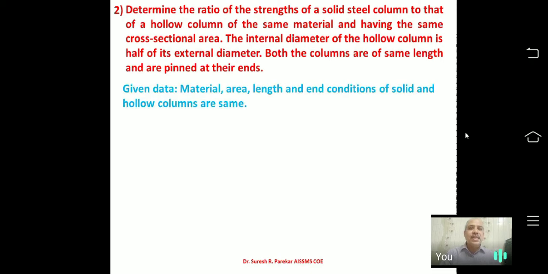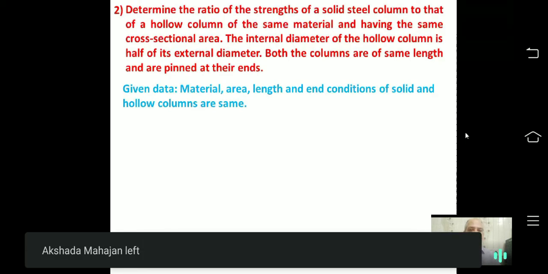So now you can see, we have given data: we have material, we have area, we have length, and the conditions of the solid and hollow column are the same. That is given. So as these are given, we have to use this and then solve the problem. As we have length given, as our area is the same, as our conditions are the same, it becomes easy to solve.